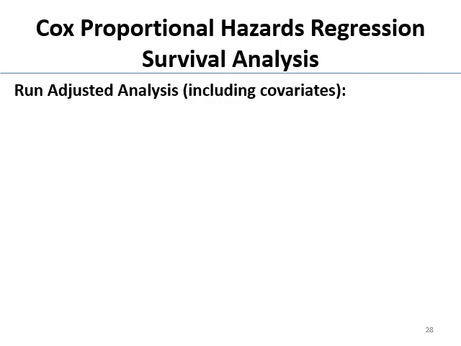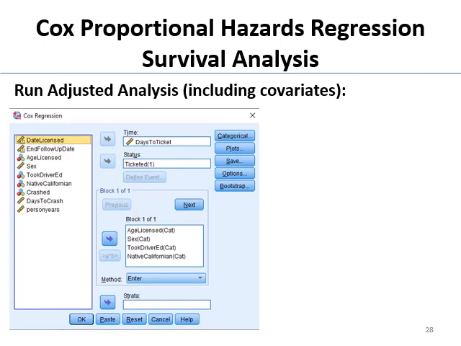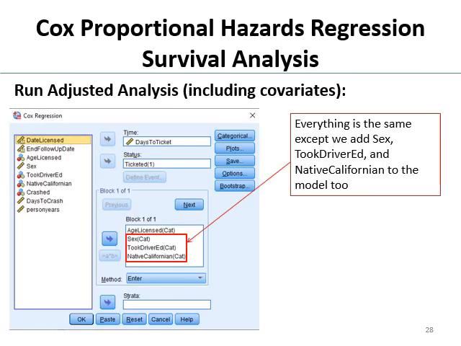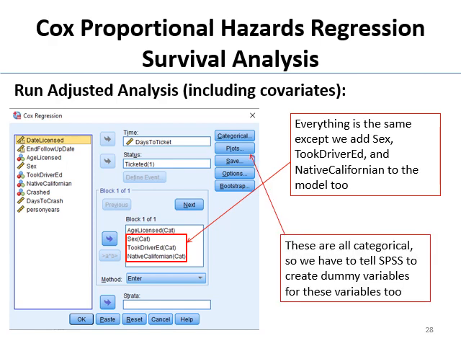So let's run that adjusted analysis where we adjust for those three potential confounders. I've left days to ticket in the box up top, but I have added age license in the box at the bottom, and I've added sex, took driver's ed, and native Californian as covariates. All three of those are categorical, so we will have to create dummy variables for those three as well.